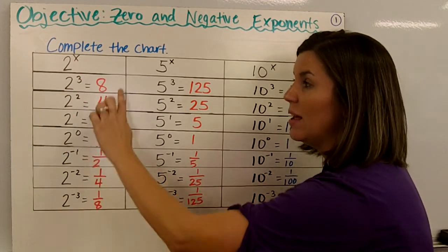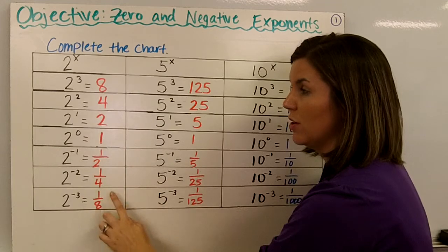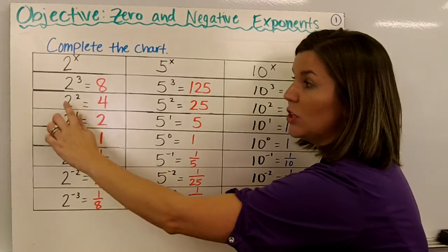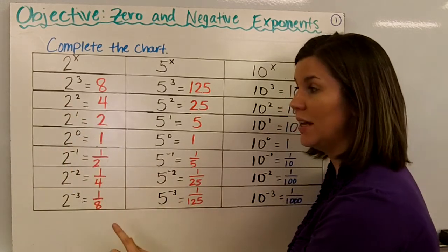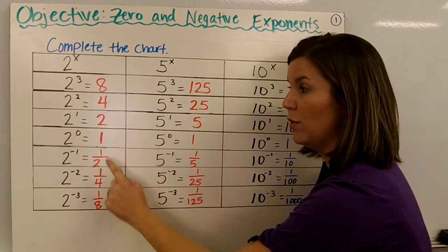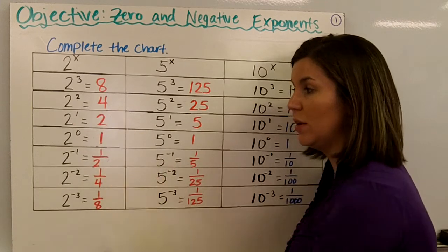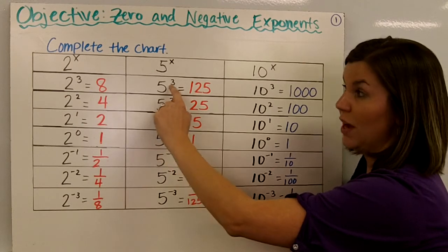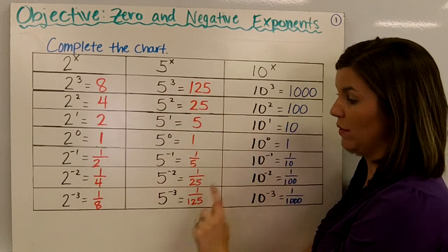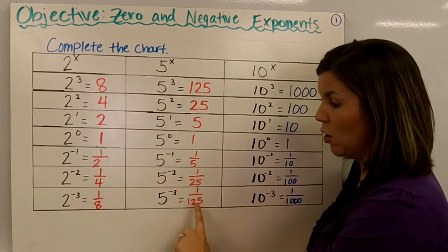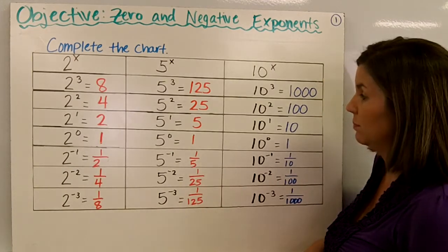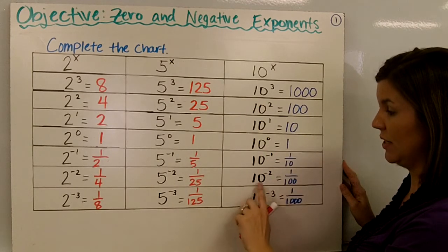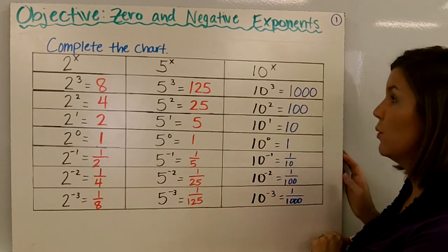the negative third power. These are reciprocals of each other. If we have 8 over 1 and we flip it, we get 1 over 8. 2 to the second power and 2 to the negative second power: 4 and 1/4. We flip 4 over 1 and we get 1 over 4. You can do that for any of these that are opposites of each other. 5 to the third power, 125. 5 to the negative third power, 1 over 125. Same applies with 10s. 10 to the second power is 100, and 10 to the negative second power is 1 over 100.